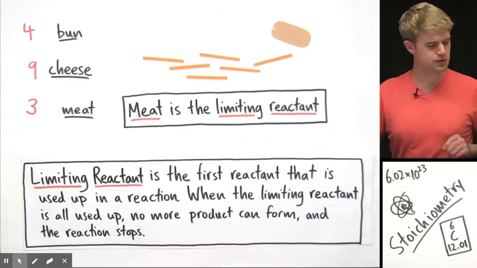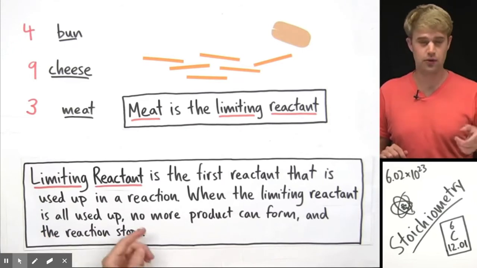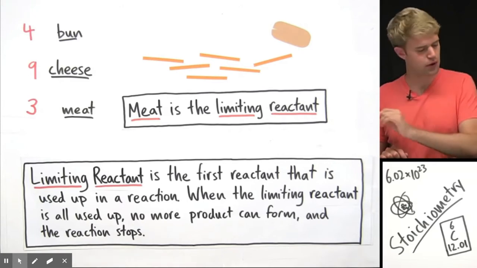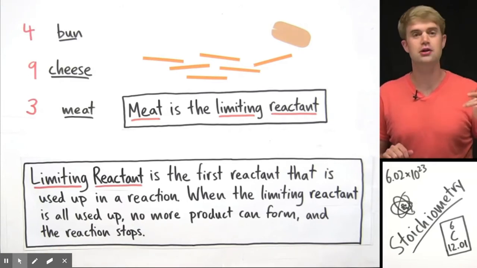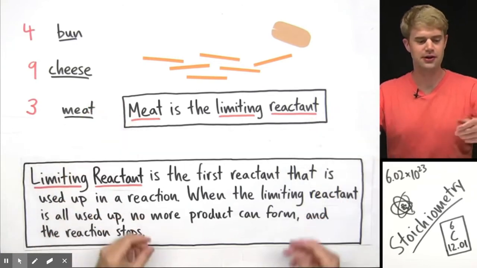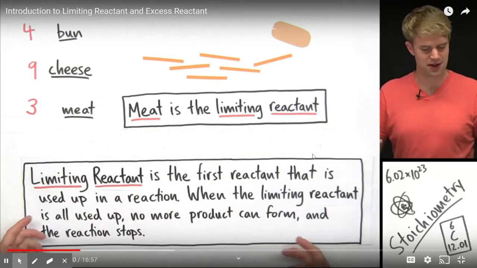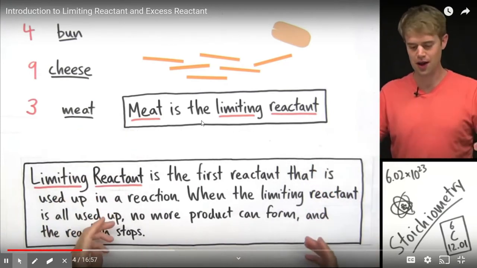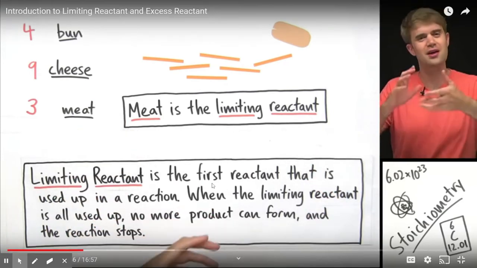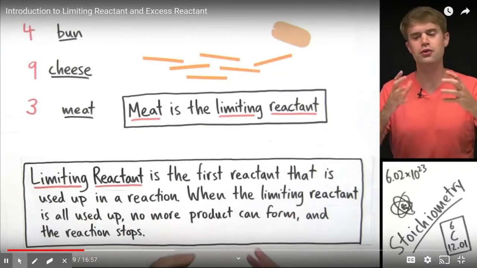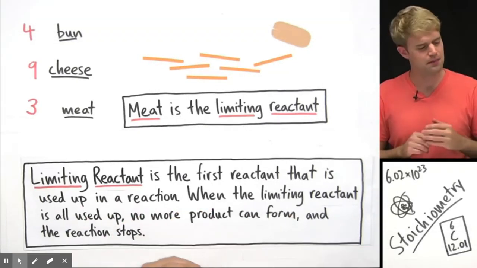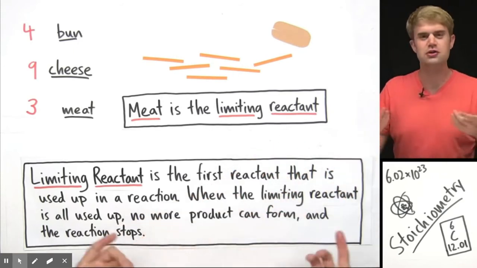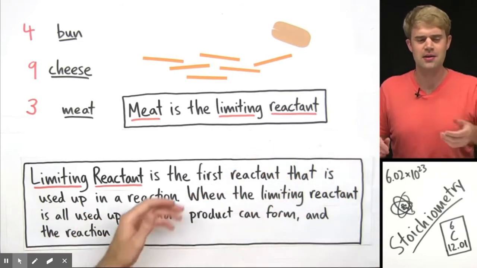The limiting reactant is the first reactant that's used up in a reaction. When the limiting reactant is all used up, no more product can form and the reaction stops. So clearly, meat was the first of these ingredients that was used up as we were making the cheeseburgers. And as soon as we use it all up, no more product can form. We can't make any more cheeseburgers and the whole process has to stop, right? We call it the limiting reactant because it limits how much of the product we can make, right?